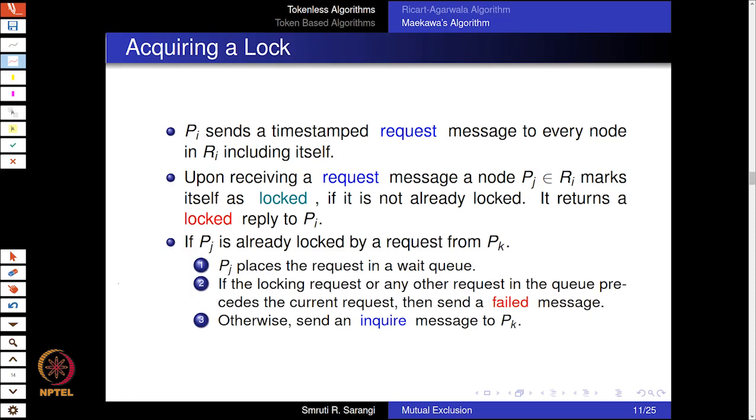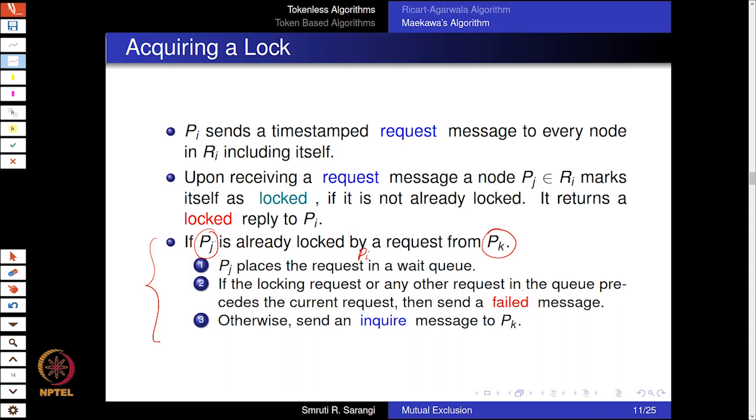Now let's look at the next part. This part is slightly interesting. If pj is already locked by a request from another process pk, here is what we need to do. pj will then place the request from pi, which is me, in a wait queue. So it uses the same basic notion of deferral that we used in the Ricart-Agrawala construction, that if pj is already committed to some other process pk, it will place pi's request in a wait queue.